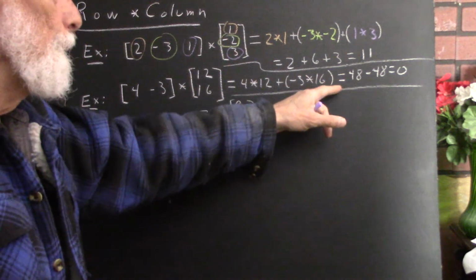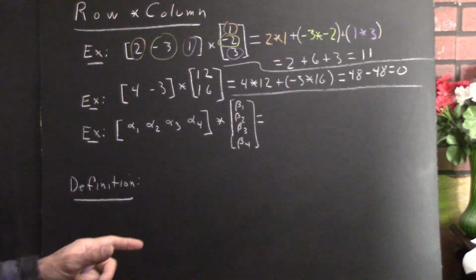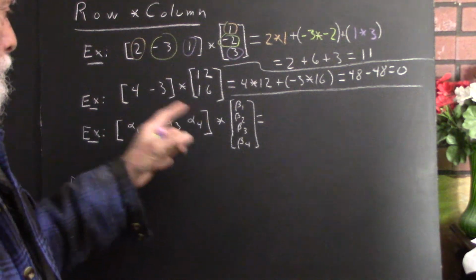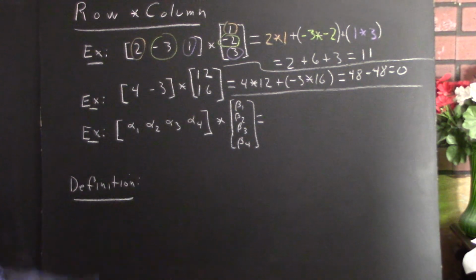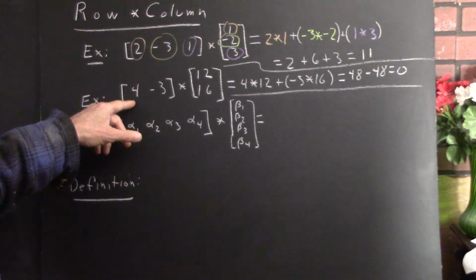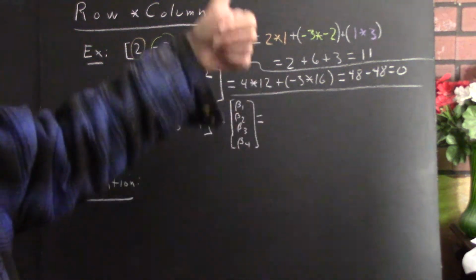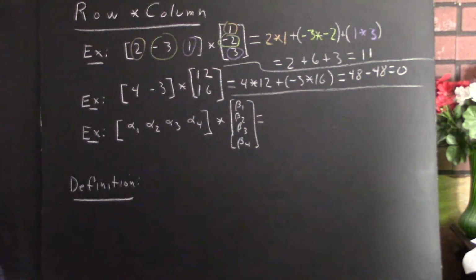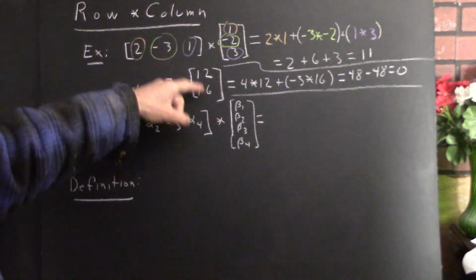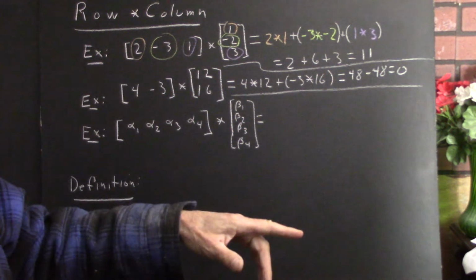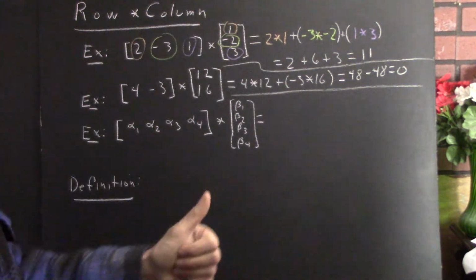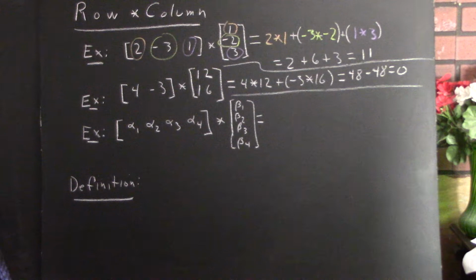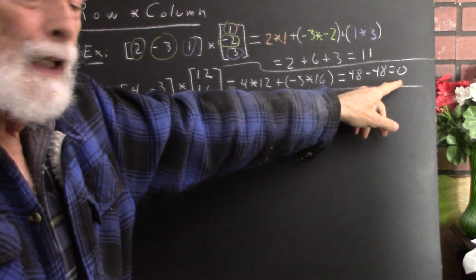Now that's kind of a special thing. It's going to turn out that when multiplying the row by the column, if the row represents a vector, 4 units in the x direction, negative 3 units in the y direction, and 12, 16, a vector that's 12 units in the x direction, 16 units in the y direction. So this vector's down like this, this vector's up like this. These things will add up to 0.